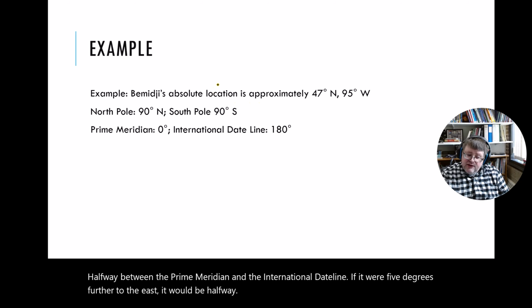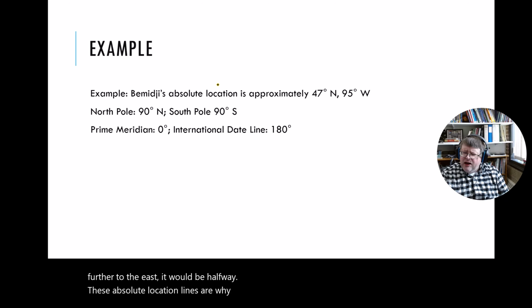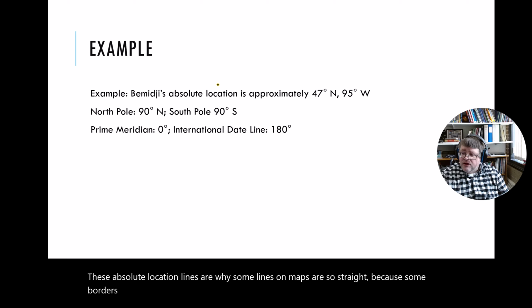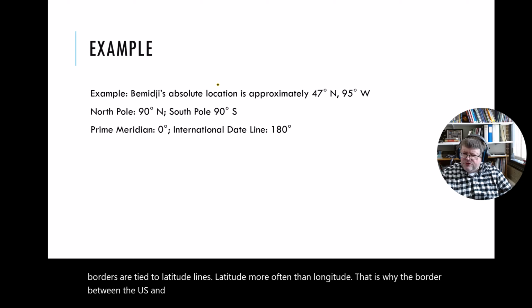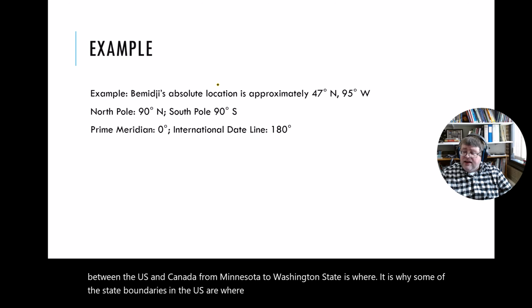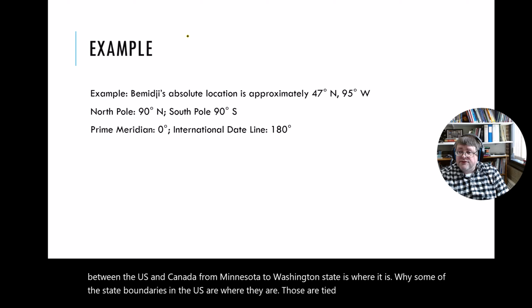These absolute location lines are why some lines on maps are so straight, because some borders are tied to latitude lines, latitude more often than longitude. That is why the border between the U.S. and Canada, from Minnesota to Washington State, is where it is. It is why some of the state boundaries in the U.S. are where they are. Those are tied to lines of latitude.